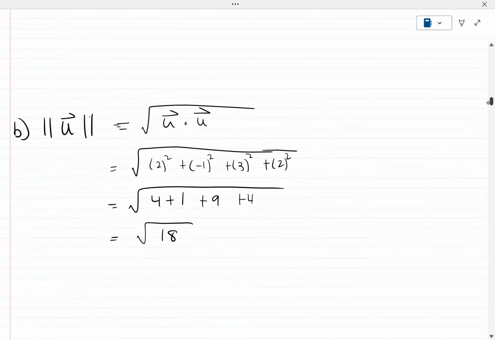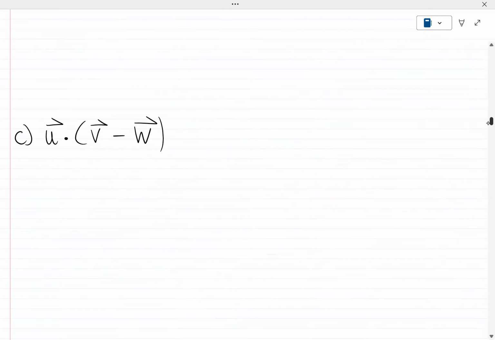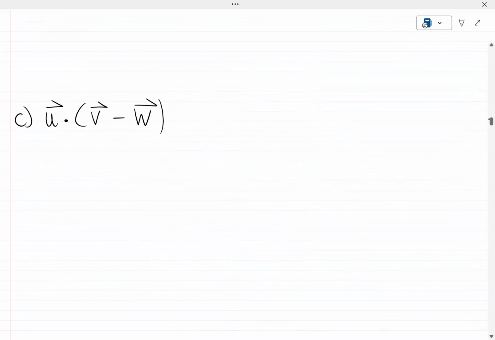Okay, let's move on to C. Question C says, what is vector U times the quantity vector V minus vector W? So this is actually the same thing as vector U times vector V minus W. So let's do this part first. Then we can multiply by vector U.